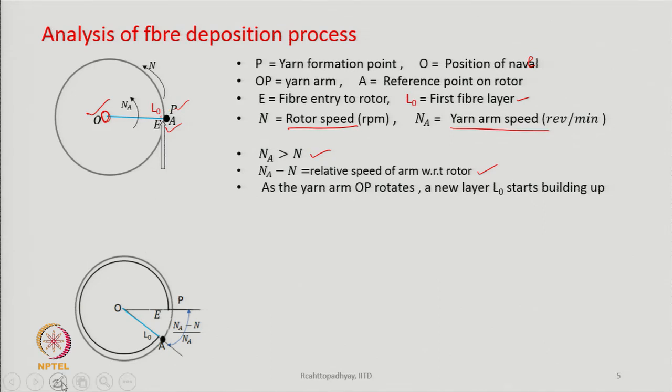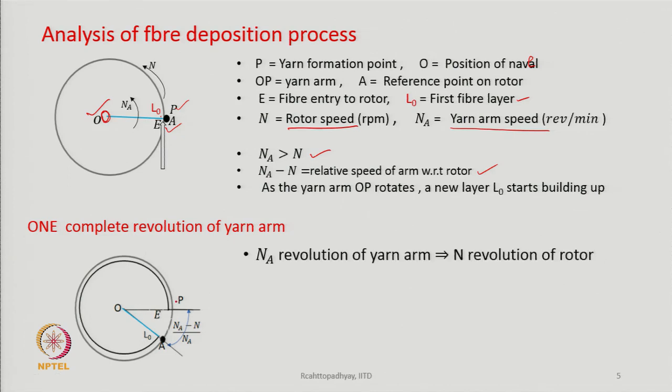Okay. Now, we want to visualize what happens after one complete revolution of the yarn arm, that is OP. So, what is shown here in this diagram, you look that OP is here, this is my OP, P point has come over there, OP is here, it has made, OP has made one revolution.